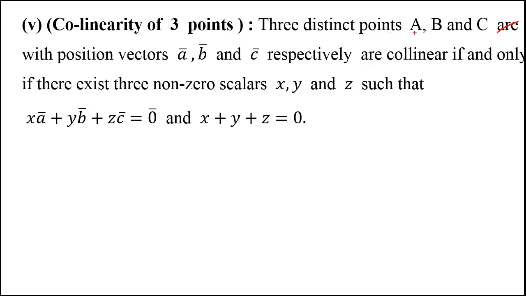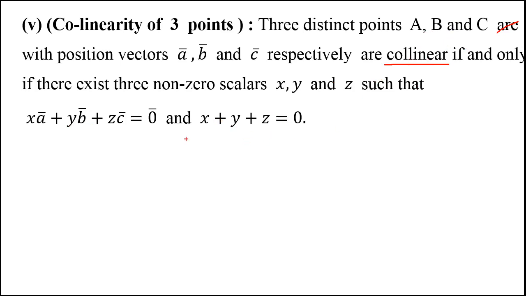We have 3 points. Names of these points are A, B and C. Position vectors of these 3 points are A bar, B bar, C bar. Theorem says these 3 points A, B, C are collinear. They lie in one line if and only if there exist non-zero scalars x, y and z which satisfy these two equations. So this is necessary and sufficient condition for 3 points to be collinear.